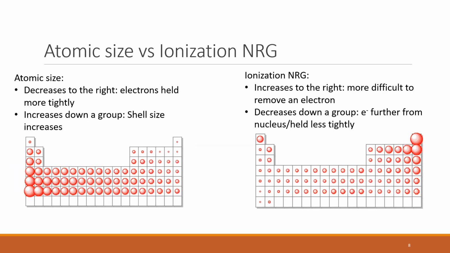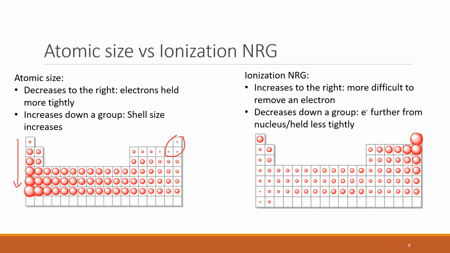Comparing atomic size to ionization energy. So for atomic size, as we said, it decreases as we go to the right. So you can see the tiniest atoms, or the smallest atomic radius atoms, are in this upper right-hand corner of the periodic table. Now we also said that for atomic size it increases as you go down a group.